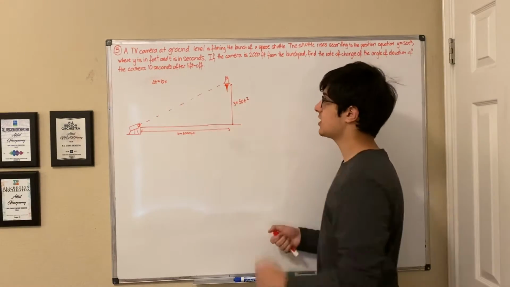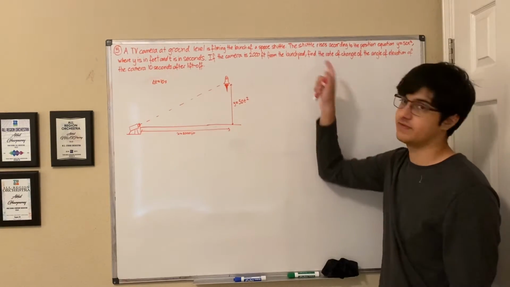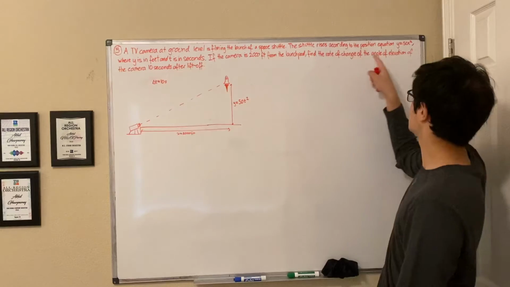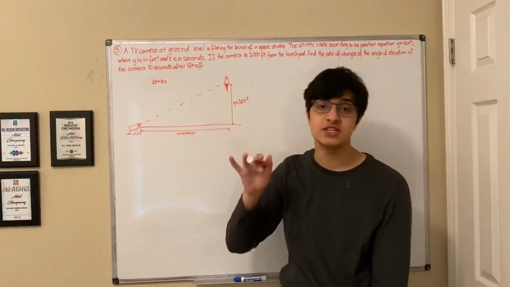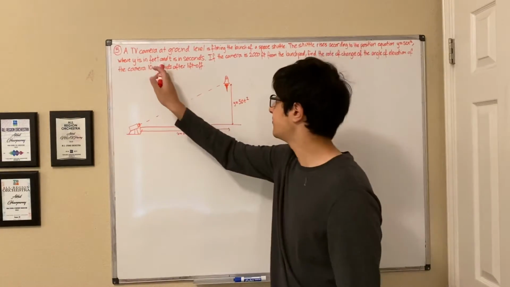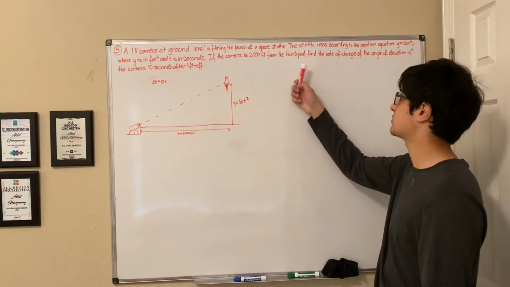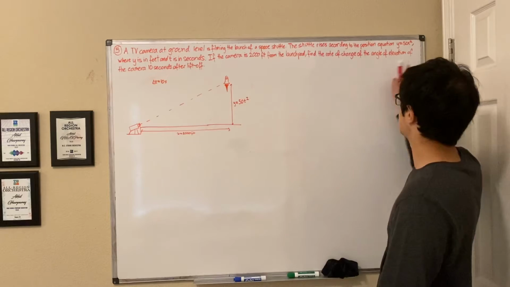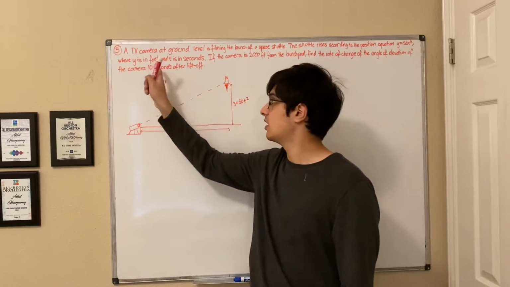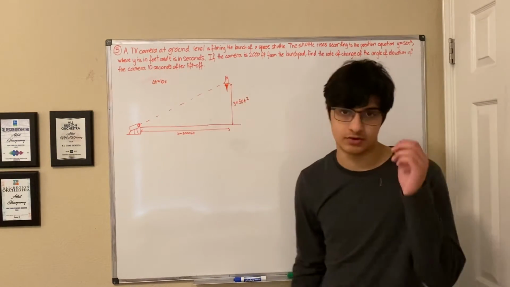A TV camera at ground level is filming the launch of a space shuttle. The shuttle rises according to the position equation y equals 50 times t squared, where y is in feet and t is in seconds. If the camera is 2,000 feet from the launch pad, find the rate of change of the angle of elevation of the camera 10 seconds after liftoff.